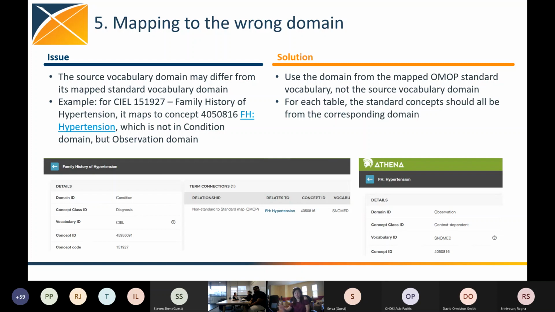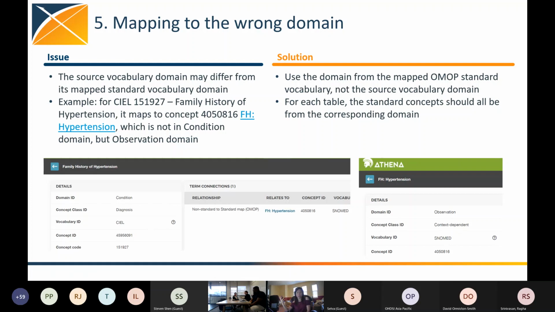Okay. So that's why, even though the original one here is a condition, right? When you move it to the standard, it moves to observation. So you need to make sure that you're always checking the domain of the standard. Now, earlier the question was, what if it's not mapped? Then you use the domain of whatever your source is. But that's only if it's not mapped. If it's mapped, you must use this. And this is something that everybody follows, so this is what we expect.